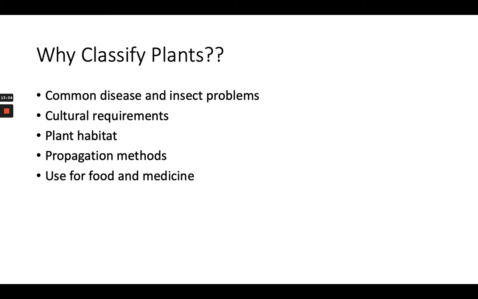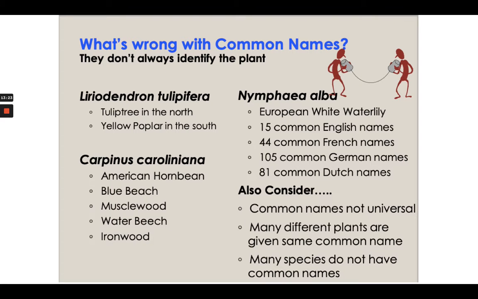Why would we classify plants? Well, we classify them because we want to know if there's any type of disease that they could get, or maybe they all have common insect problems. Are there cultural requirements? Is there a certain habitat? Are there different propagation methods that we need to use? And can you use this plant for food and medicine, or is it one or the other, or is it maybe just an ornamental plant?